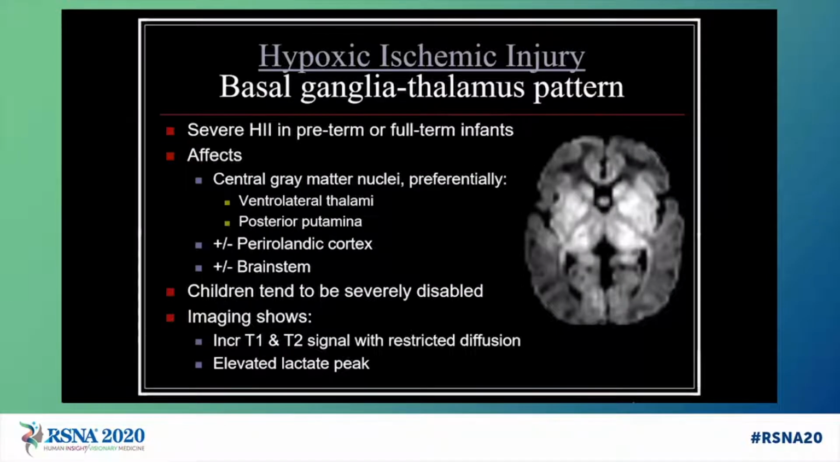So looking at the basal ganglia thalamic pattern, again, this is going to be severe hypoxic ischemic injury in term or preterm infants. This will affect the central gray matter nuclei. Preferentially, you have involvement of the ventrolateral thalami and posterior putamen. You could also get involvement of the perirolandic cortex and brainstem. These children tend to be severely disabled. And on imaging, what we're looking for is increased T1 and T2 signal intensity with associated restricted diffusion. And then you can see an elevated lactate peak on MR spectroscopy.